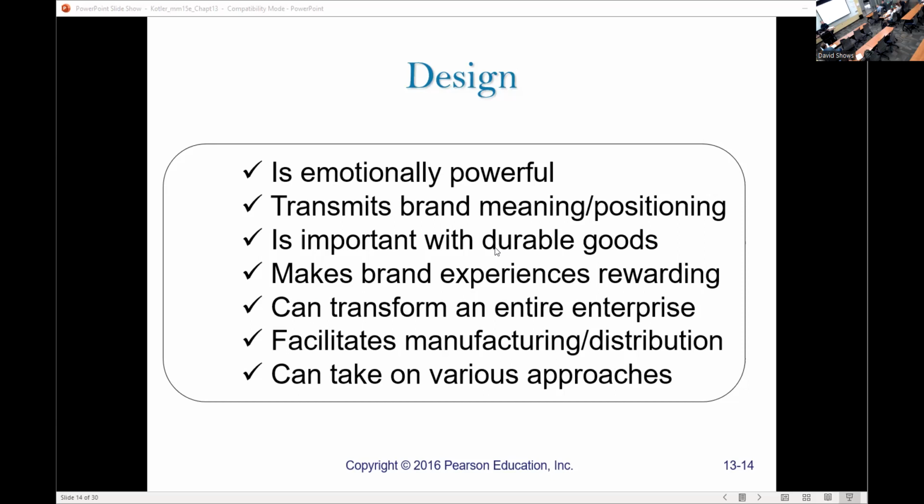It can transform the entire enterprise. What Mustang did was create a revolution. It helps manufacturing and distribution, and you can have various approaches. So from the Mustang, you had the Mustang 2, you had the Mustang GT, the Mustang Cobra. You had so many different variations and permutations from the Mustang that it created an entire genre of what we call pony cars, all right? And pony cars with the Camaros, and the GTOs and all of those cars that just burn rubber, all right? And so that's what design does.